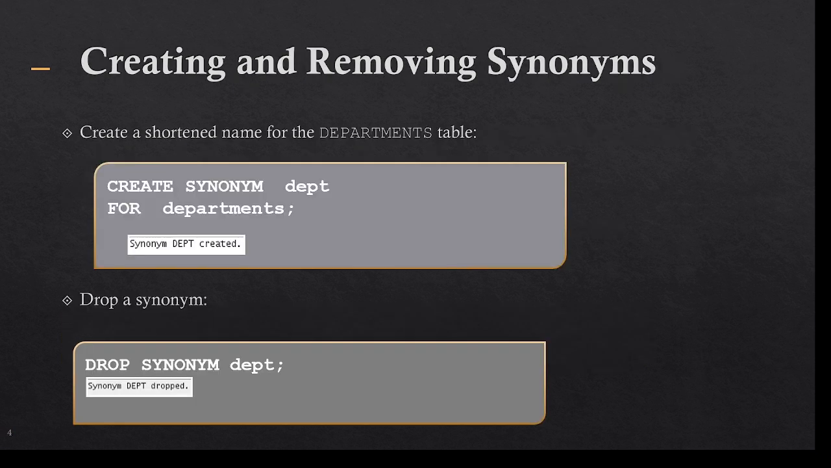Now let's see how to create a synonym and how to remove the synonym with the help of this example. The example in this slide creates a synonym for the departments table for quicker reference. The database administrator can create a public synonym that is accessible to all users. Here in this example, you can see the synonym DEPT has been created for the departments table.